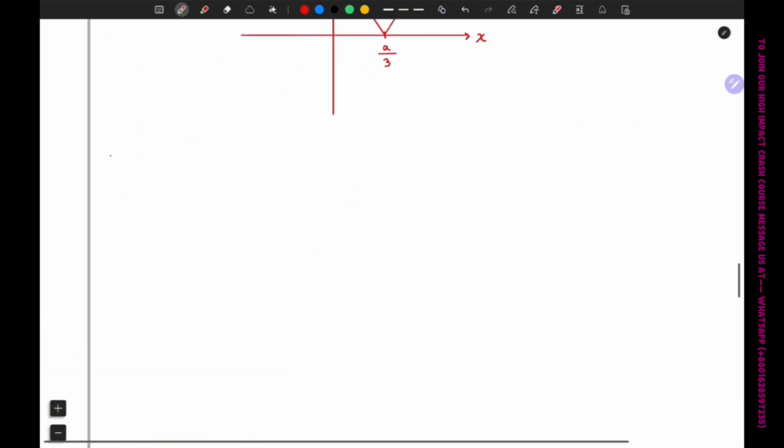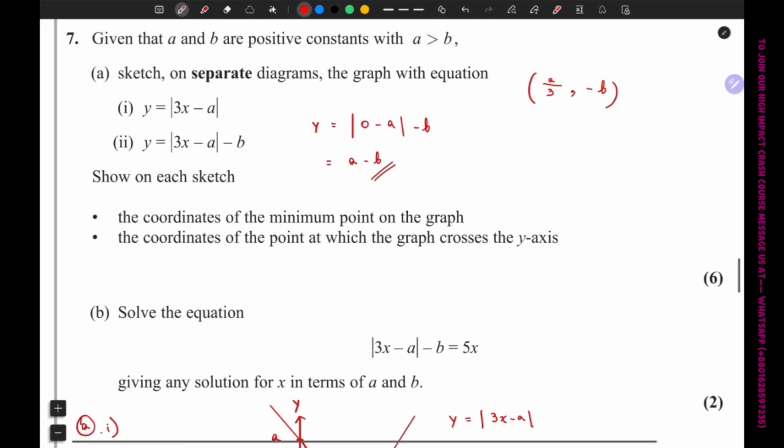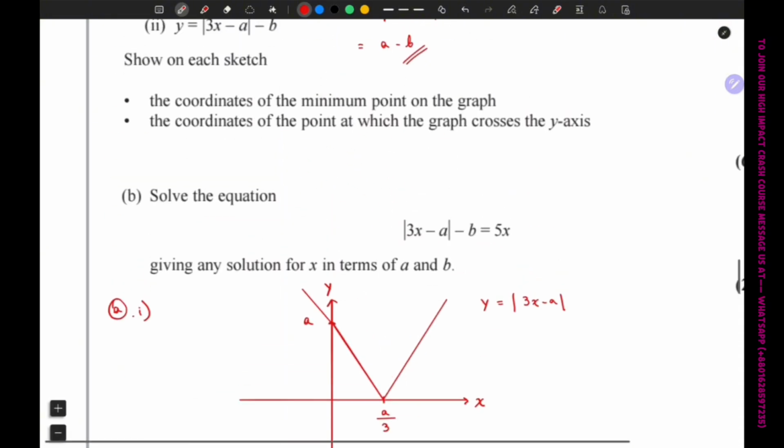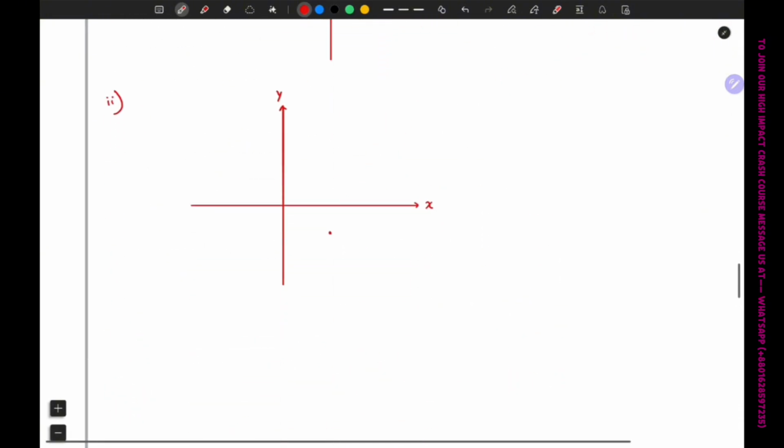Now if we sketch this, the coordinates of the vertex are (a over 3, minus b). Let's say that it is at this point, and the y-intercept is a minus b. Let's say that it is at this point. So the graph should look something like this.